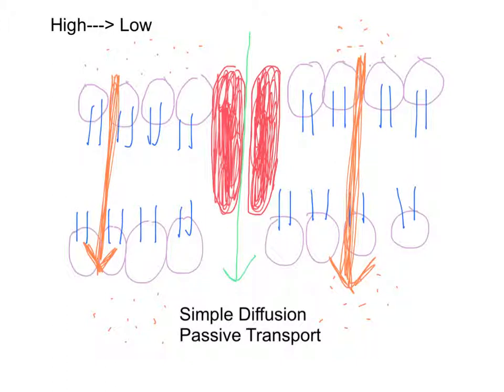The molecules move from an area of high concentration to an area of low concentration. Passive transport does not require energy.